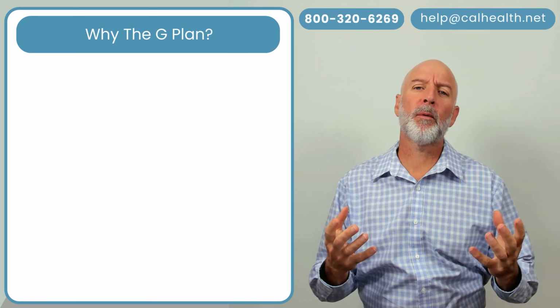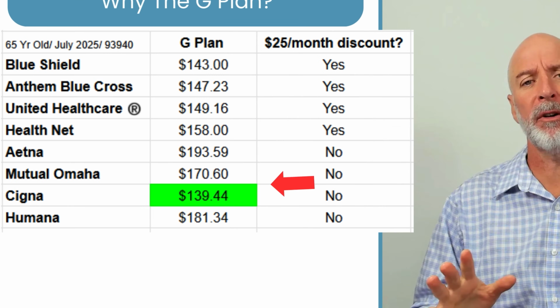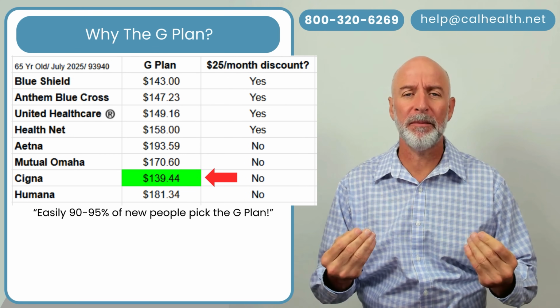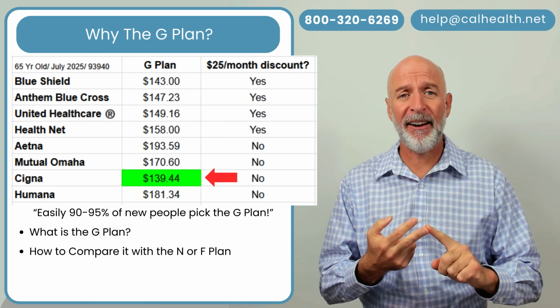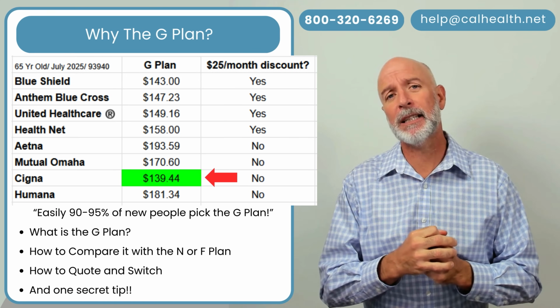In today's video, we're going to talk about the G plan. Why by far is the most popular for new enrollment. Easily 90-95% of new people pick the G plan. We're going to look at what it is, how to compare it with the N and F plan, and also how to quote and switch if you need to. Let's get right into it.